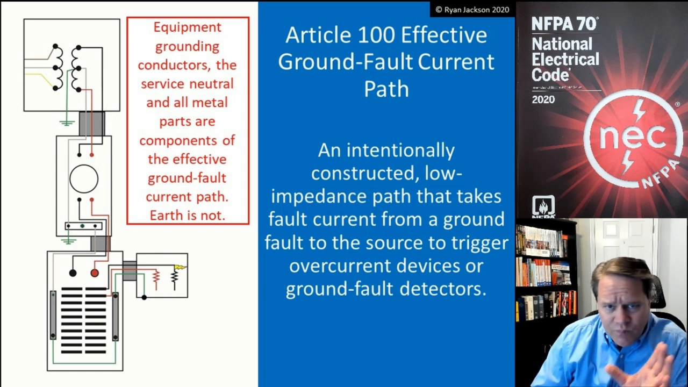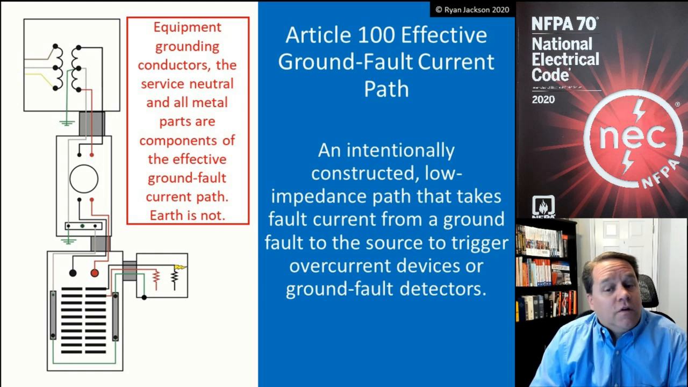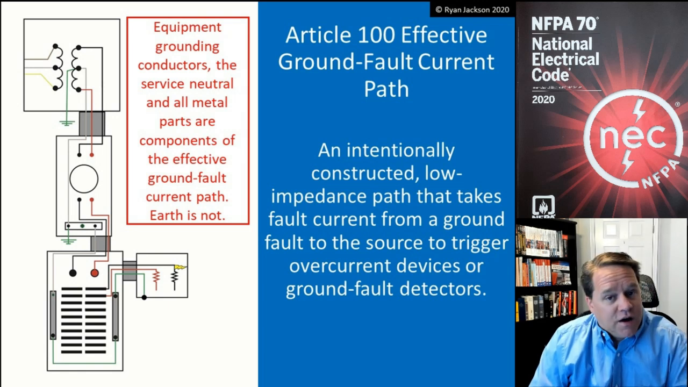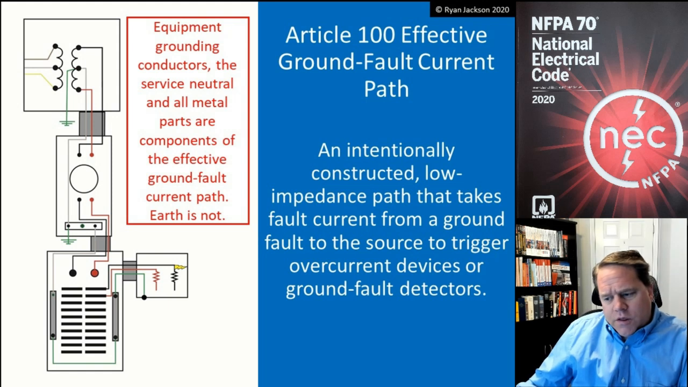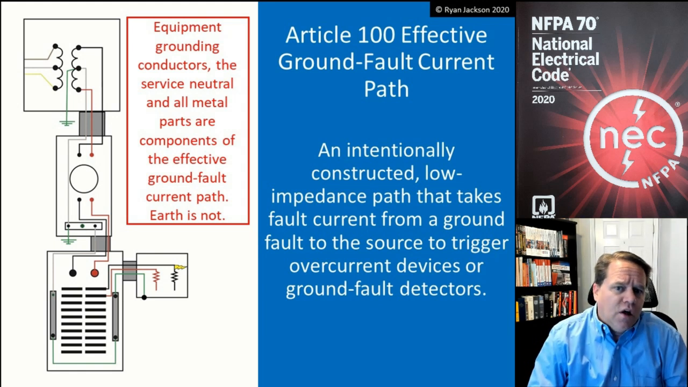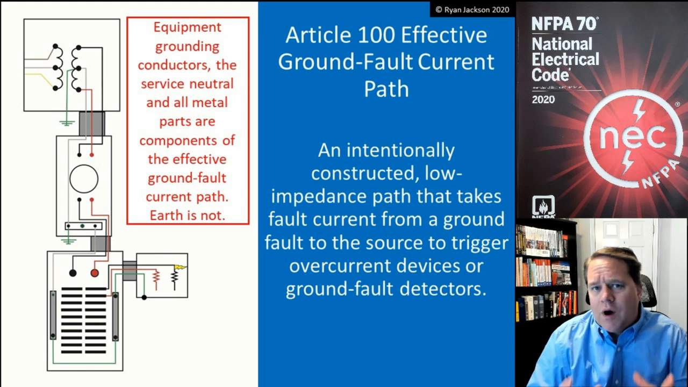All right, so here's the definition. It's an intentionally constructed, low impedance path that takes fault current from a ground fault back to the source in order to trigger overcurrent devices, or in an ungrounded system, a ground fault detector. All right, so the effective ground fault current path is more than just green wires. I mean, that is certainly the equipment grounding conductors and bonding jumpers. Those are a big component of the effective ground fault current path, but it's much more broad than that.